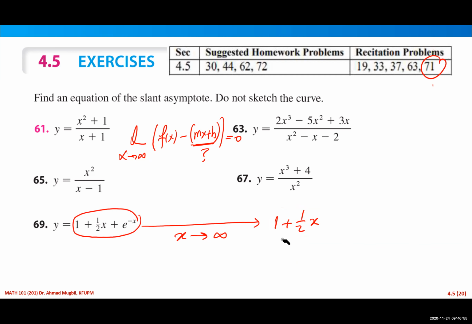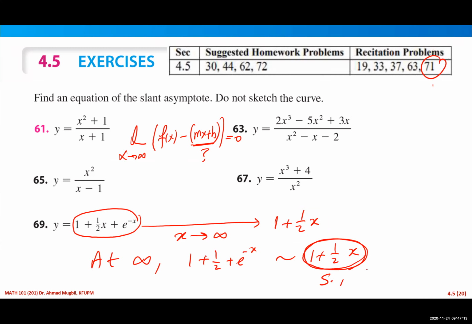So at infinity, this curve will be similar, let's say with this notation, to this one. So what does that mean? It means that this line is a slant asymptote, y equals this. This is a line, so it is a slant asymptote.